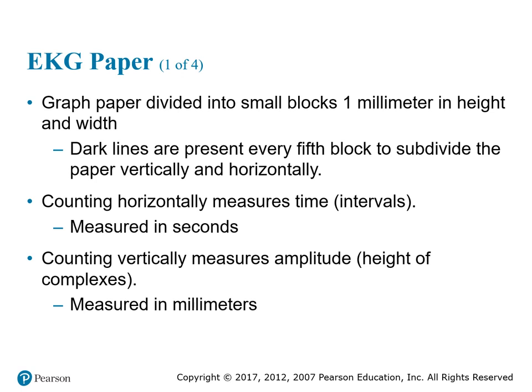So it's basically graph paper divided into small squares, which are 1 millimeter in height and width. Dark lines are present every fifth block to subdivide the paper vertically and horizontally. Counting horizontally measures time, which is intervals, in seconds. Counting vertically measures amplitude, which is the height of the complex, which we measure in millimeters. So when we're doing PR intervals, we count across. When we're saying how tall our wave is, we're counting upward.